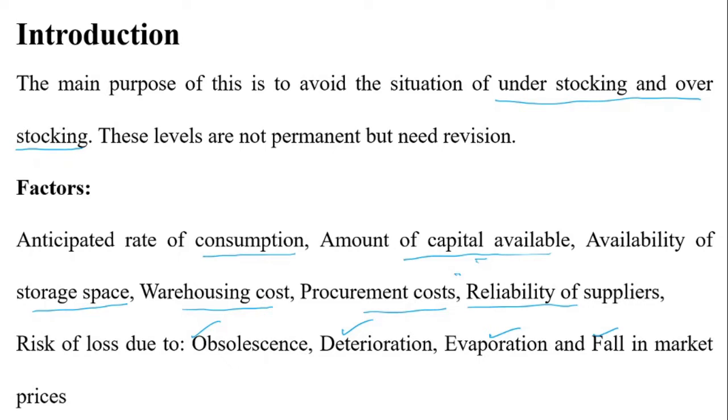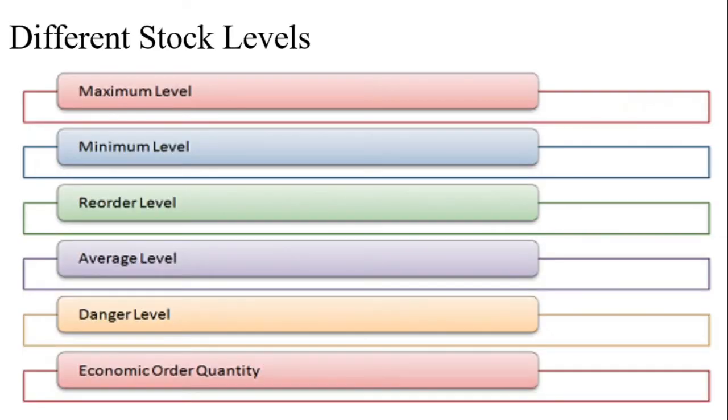Now we will see each and every stock level in detail. Here we can see the different stock levels in this slide: maximum stock level, minimum stock level, reorder level, average level, danger level, and economic ordering quantity. Out of these 6 different stock levels, in this class we are going to discuss only the first 5 stock levels. Now we will see the different stock levels one by one.